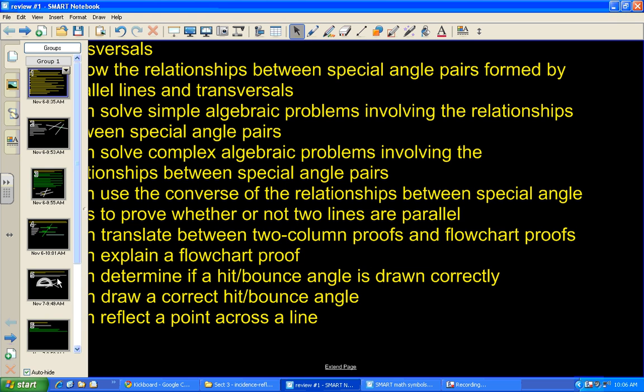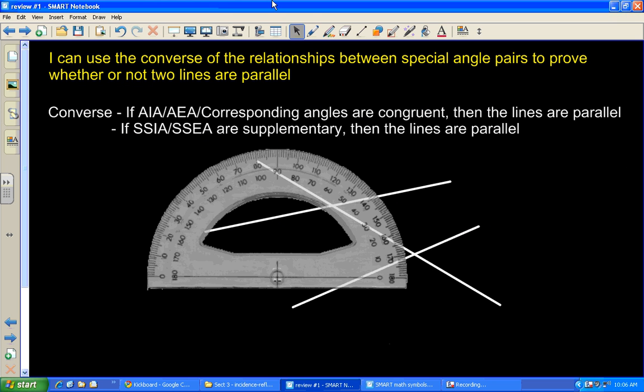Alright, so let's go ahead and talk about the first learning target. It says, I can use the converse of the relationships between special angle pairs to prove whether or not two lines are parallel. Well, first of all, you have to know what those converses are.